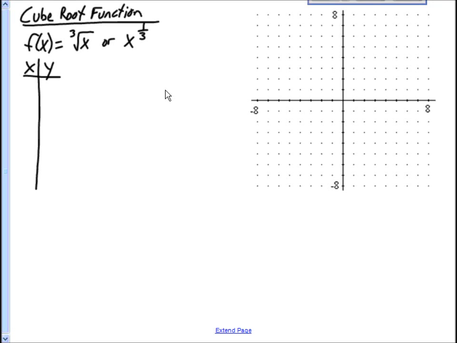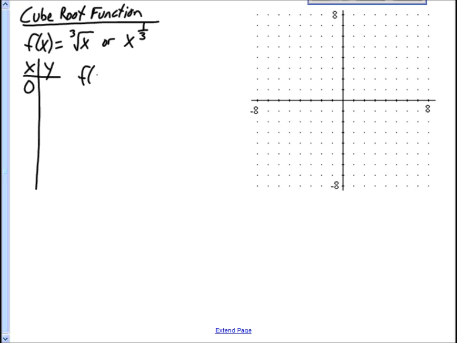Let's take a look at the cube root function now. So the third root of x, or x to the 1/3 in exponential notation, whichever you prefer there. Let's work with the radical notation first. Let's think about point plotting this thing as well.